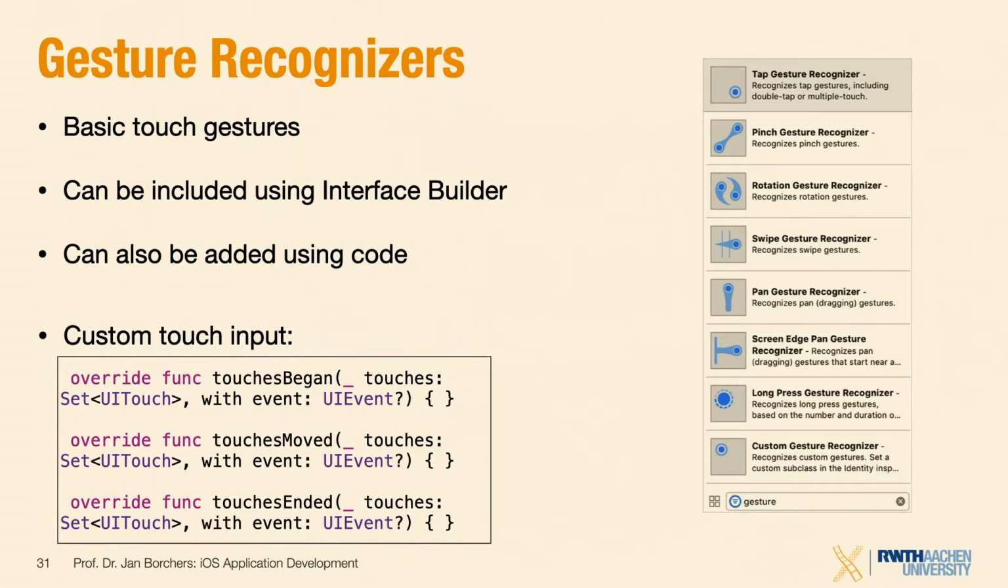Touches began, touches moved, and touches ended. Each of these tells you when a new touch was added or changed its position or was lifted off. And just think about this for a second. This is much more complicated than writing desktop apps.